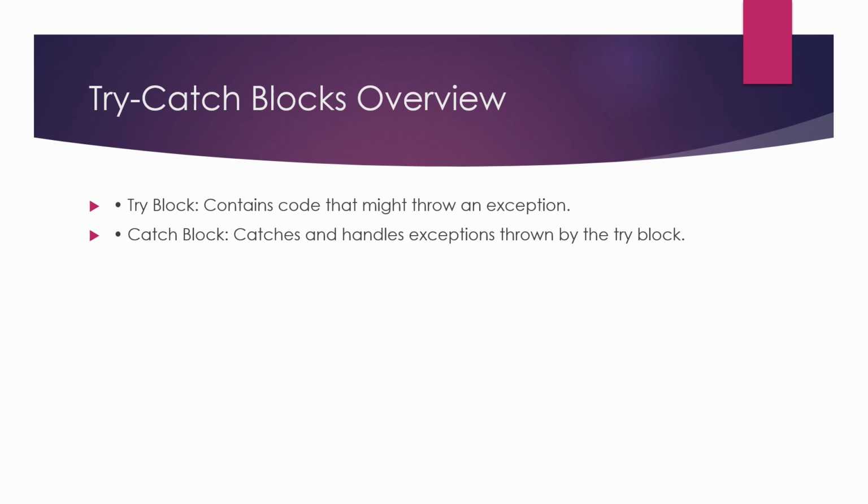Next, let's look at the try-catch blocks. These are the fundamental constructs used for exception handling. A try block contains the code that may throw an exception, while the catch block catches the exception and handles it. This separation helps maintain the flow of the program even when something unexpected happens.